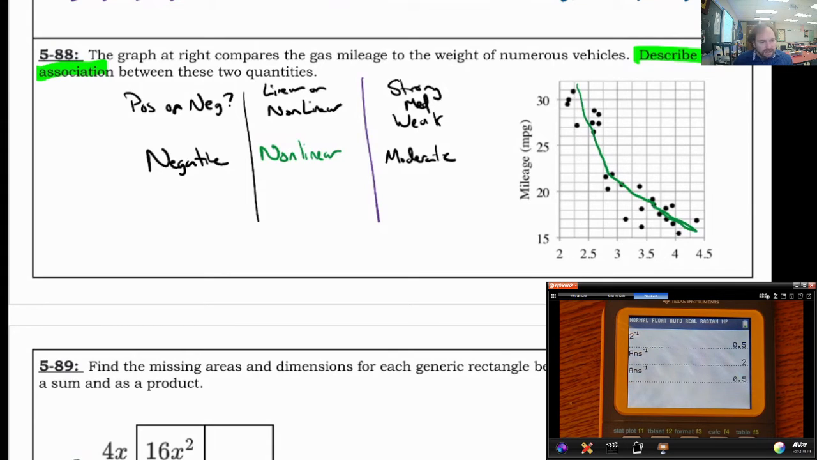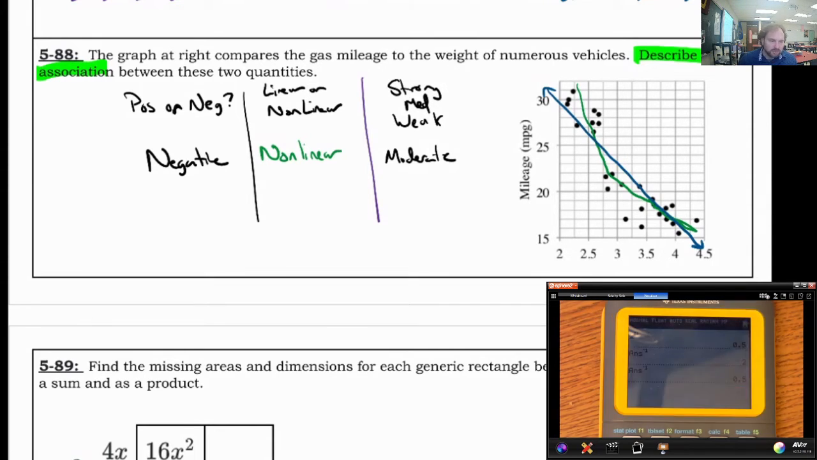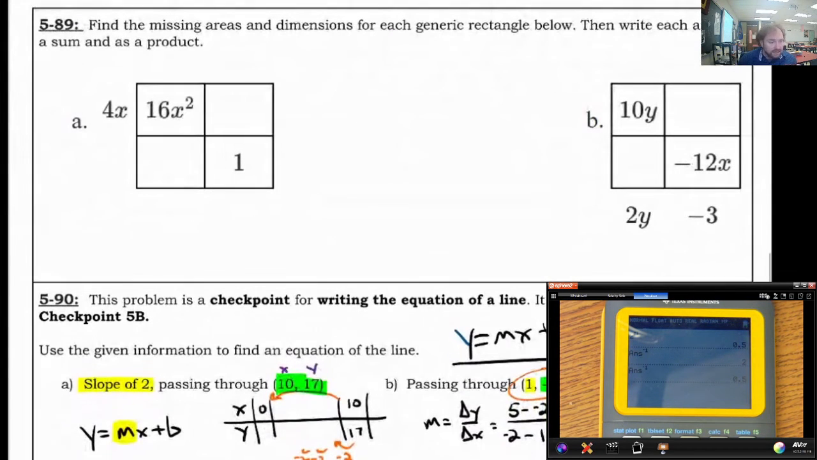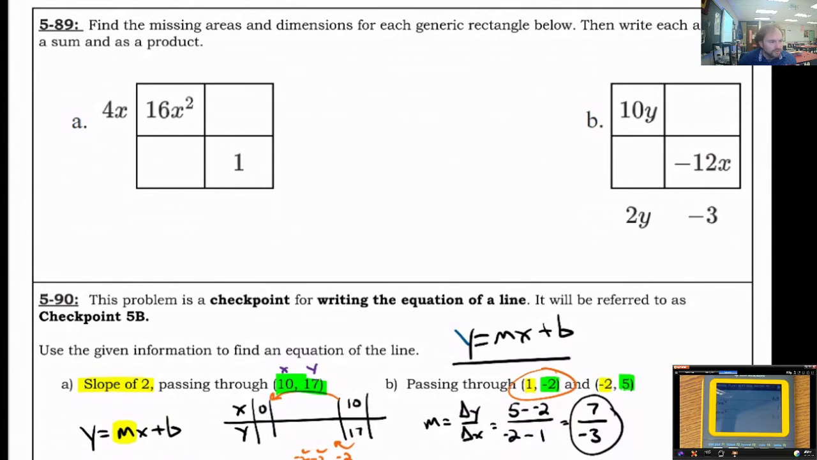If you were to make it linear, I would say it's weak. I don't think the linear straight line describes this as well as it could. But that's part of it. So I think it's supposed to be nonlinear. But all right. 589, we got another problem involving generic rectangles here.